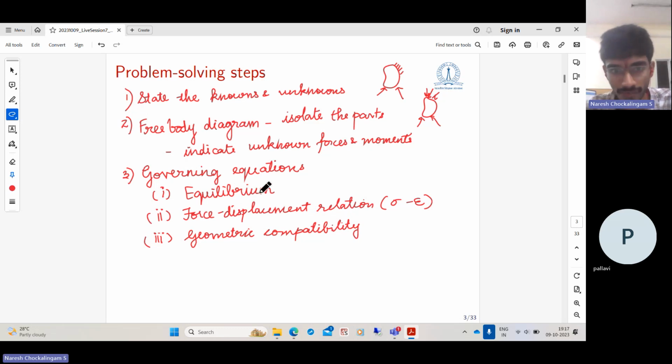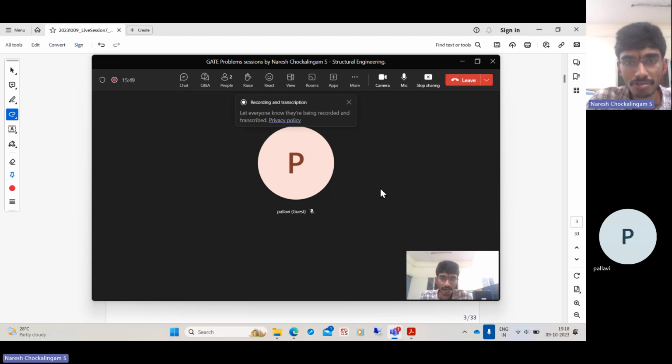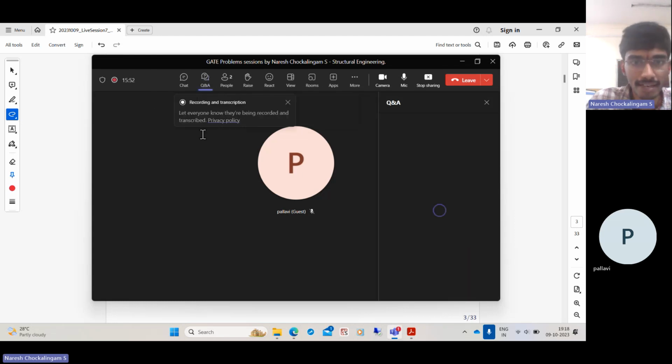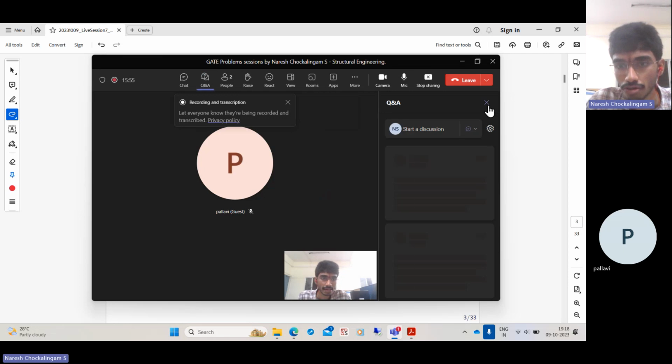So there is no question of whether the structure is statically determinate, indeterminate, rigid, or deformable. In any case, these steps are valid. You just state the unknowns, draw the free body diagram for every single part of the structure, and then enforce the governing equations. If it is a rigid body, you have only the equilibrium equations. If it is a statically determinate body, we have the equilibrium equations along with the force-displacement relation. And if it is a statically indeterminate body, we have to enforce all three. So this is in general. If you have any doubts, you don't have to wait. You can always interrupt and ask.